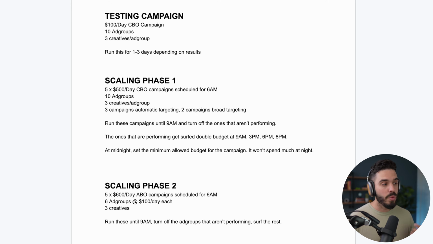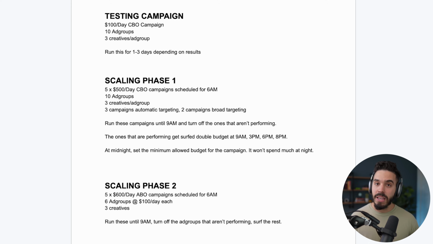And what you want to do is surf the budget. So that means you want to double the budgets at 9 a.m., 3 p.m., 6 p.m., and 8 p.m. So you literally want to continue doubling the budgets. And this is a really strong scaling strategy, and one that I'm going to show you here how we implemented with this product. Now at midnight, you want to set the minimum allowed budget for the campaign, and you don't really have to worry too much overnight because that's not where most of the spend is going anyways.